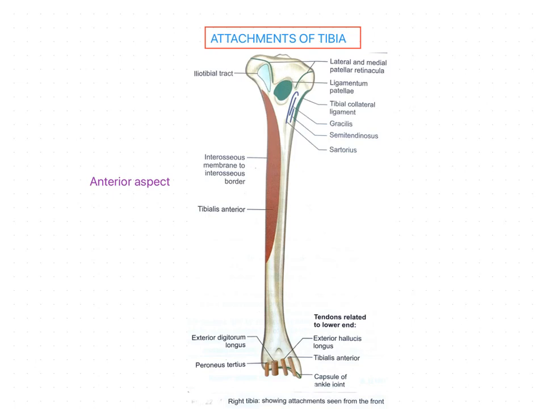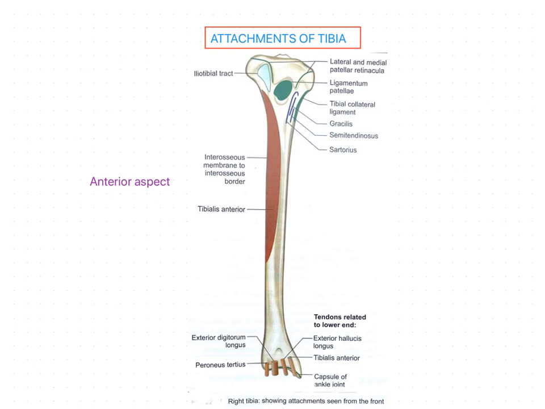These attachments include muscles, ligaments, and the menisci which are attached on the intercondylar area, and also some of the relations in the lower end of the tibia on both the anterior aspect and the posterior aspect. All these things we are going to cover in this discussion.